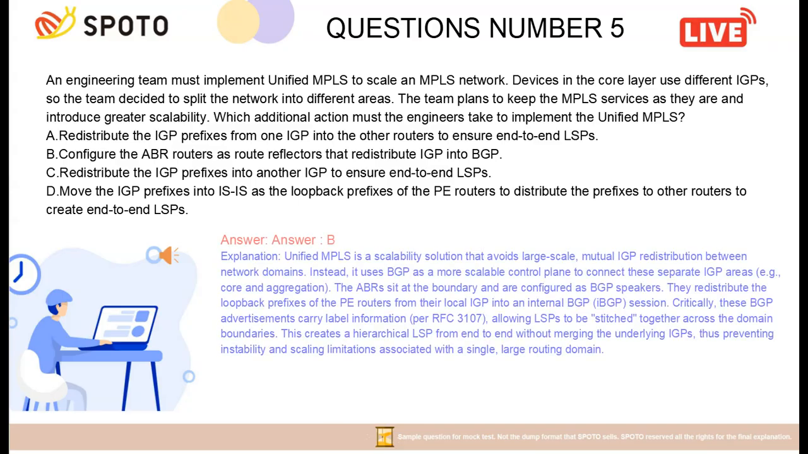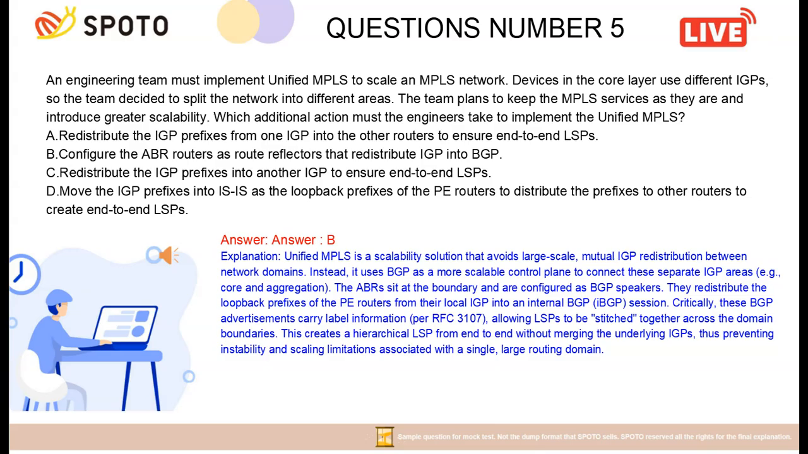Answer B. Unified MPLS is a scalability solution that avoids large-scale, mutual IGP redistribution between network domains. Instead, it uses BGP as a more scalable control plane to connect these separate IGP areas, e.g., core and aggregation. The ABRs sit at the boundary and are configured as BGP speakers.